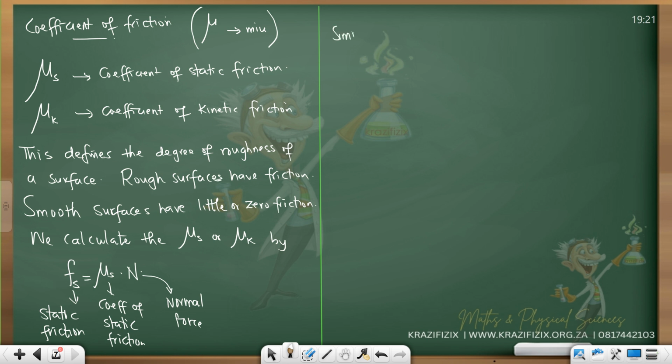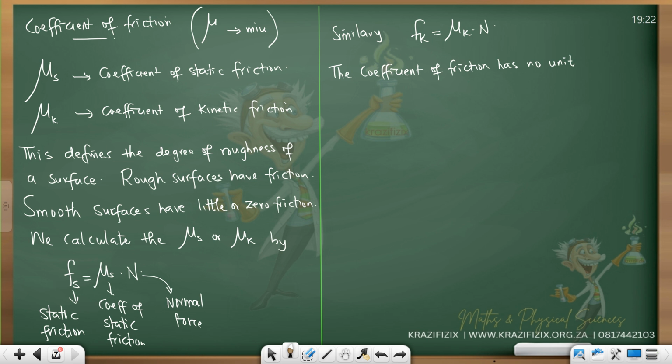Similarly, Fk equals what? Mu kn. All right? Lovely. The coefficient of friction has no unit.